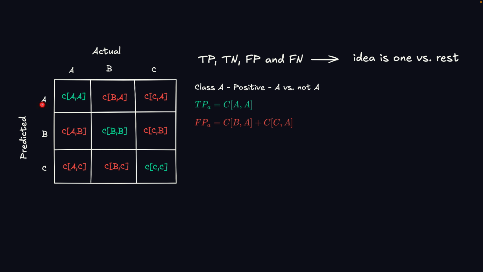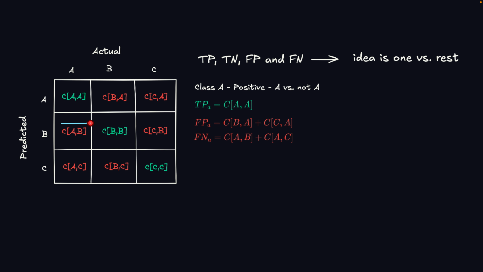What are those? We have predicted all the values in this row as A, and the first one is true positive. If we ignore that, then these two, which are B and C, the actual values are B and C, but we have predicted them as A. And similarly, false negative. We have falsely predicted something as not A, but in fact it is A.